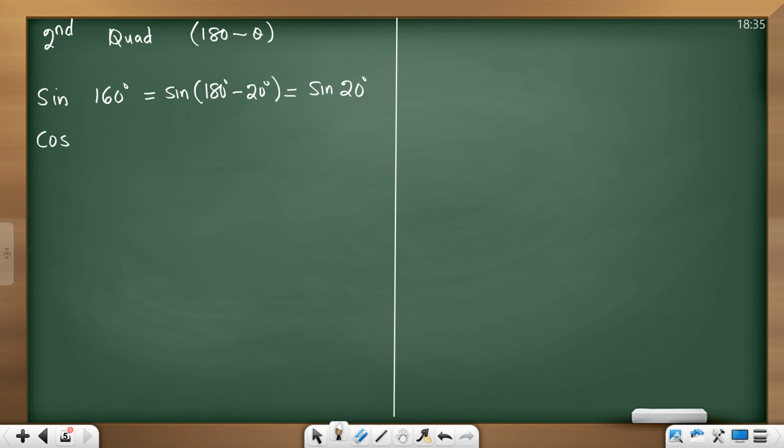Let's try this one. Cos 120. Yes. Second quadrant. What should I subtract from 180 to get 120? It's very simple. Just say 180 minus 120. You reverse it. 180 minus 120 would give me 60 degrees. But I am in the second quadrant and cos is negative. This is negative cos 60 degrees. Second quadrant, cos is negative.